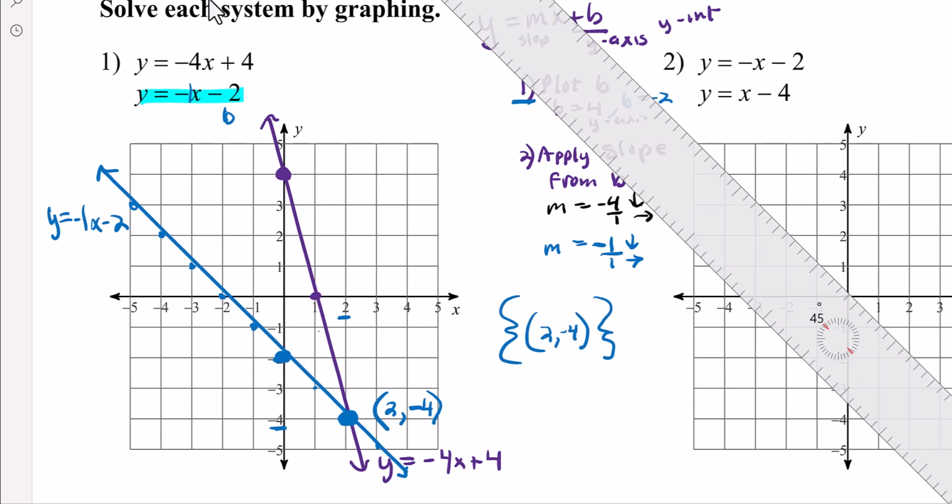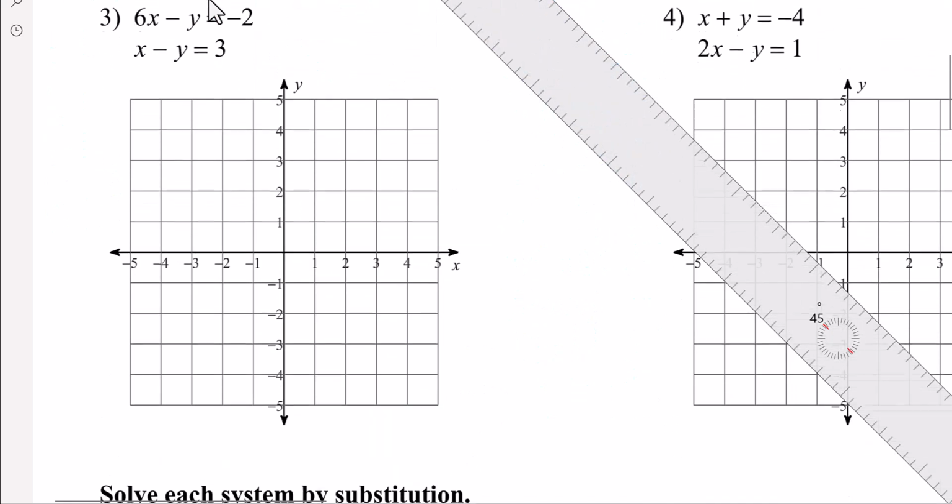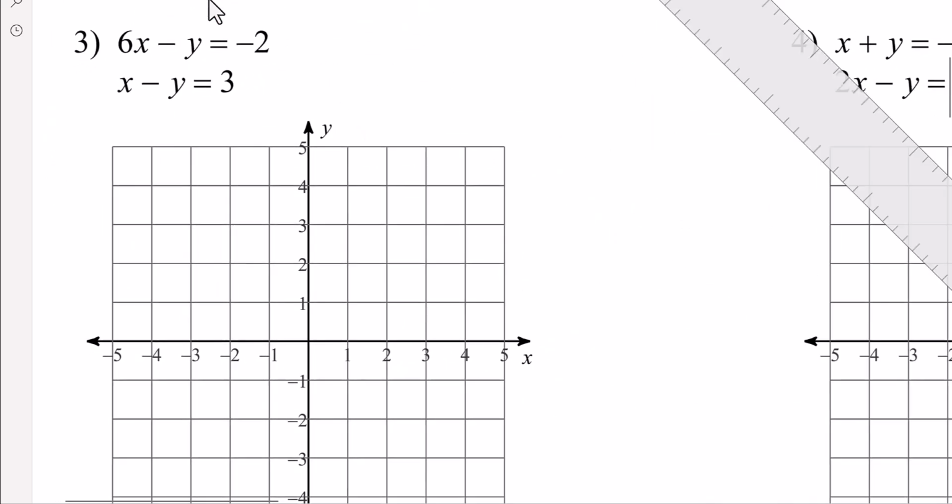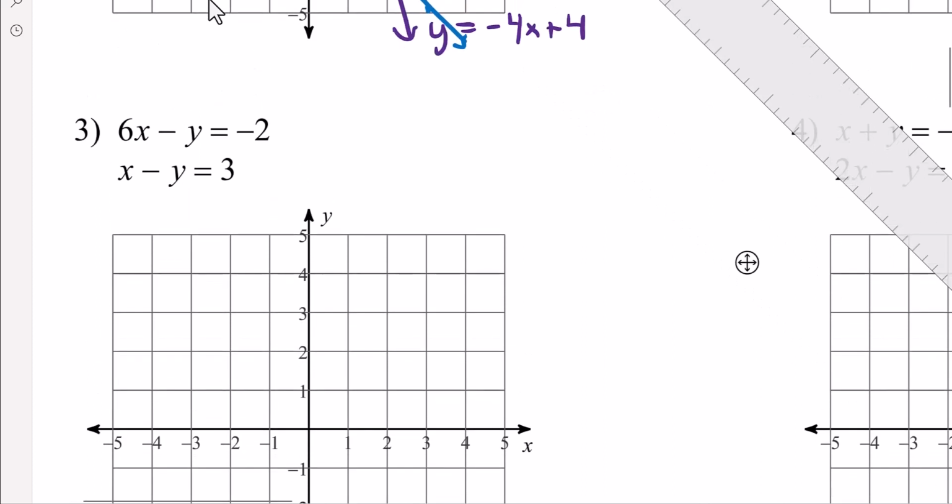Remember, when a system has one solution, the type of system it is a consistent system, and the two lines are independent of each other. All right, so that's how you solve a system by graphing. But now we're still going to do that, but we have to get both equations in y equals mx plus b form, which means we have to get both of these y's by themselves.